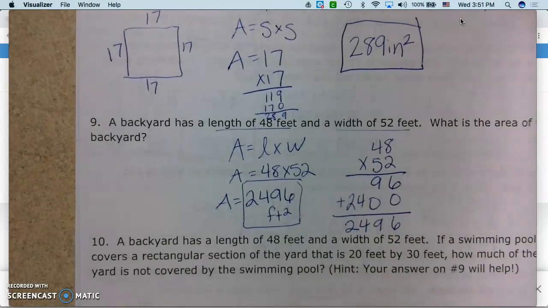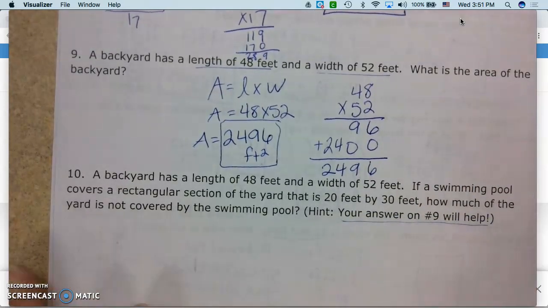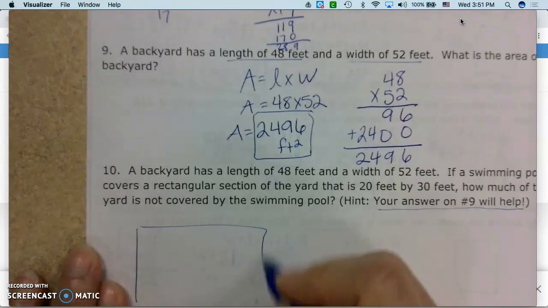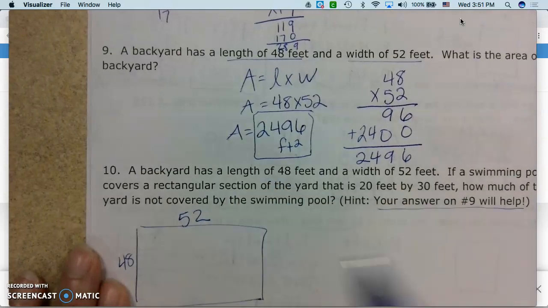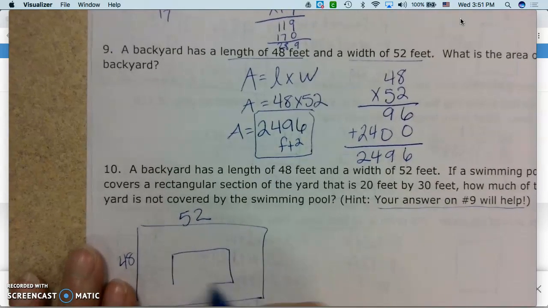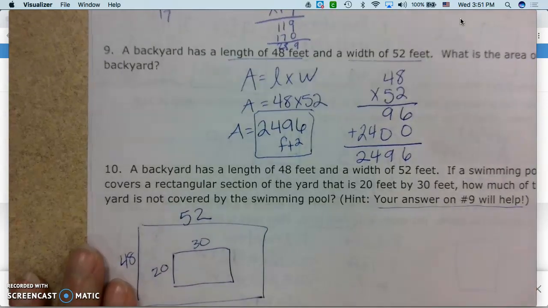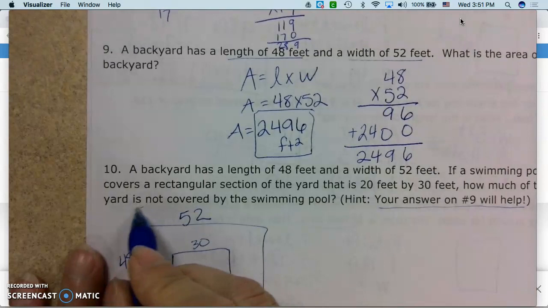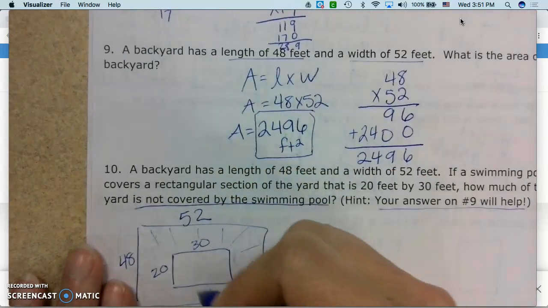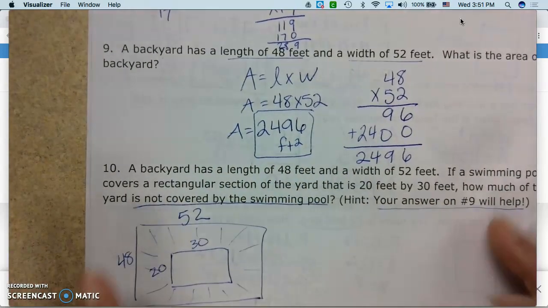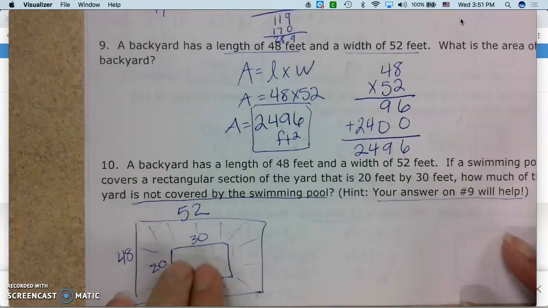All right. So this one, it even says your answer on number 9 will help. So we've got a backyard, and it's 48 by 52. And then inside that backyard, we have a swimming pool that is 20 by 30. And they want to know how much of the yard is not covered by the swimming pool. So they're looking for this area out here. So you have to find the area of the entire yard and the area of the pool, and then subtract the pool from the yard.